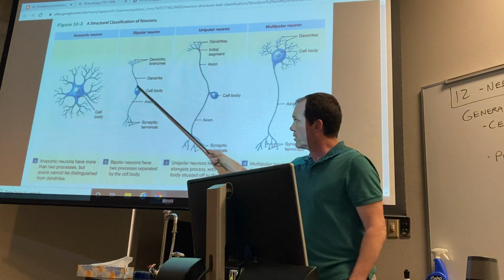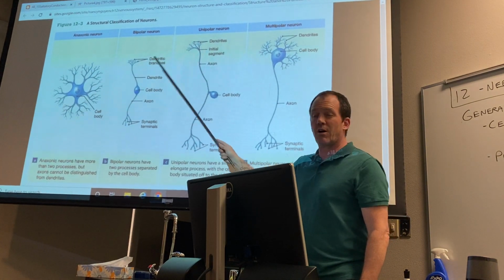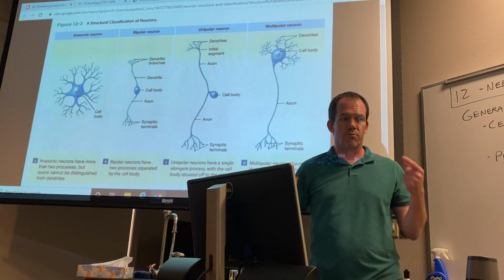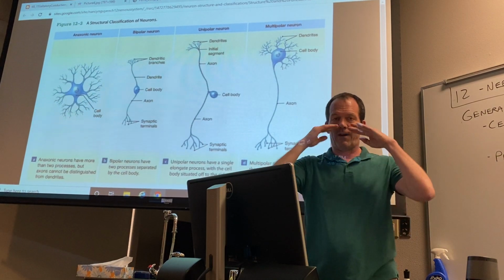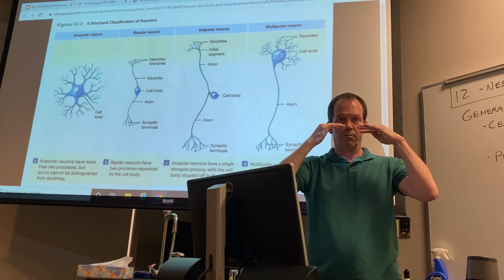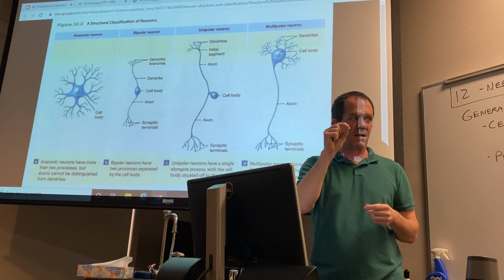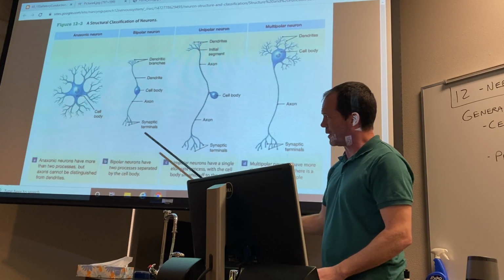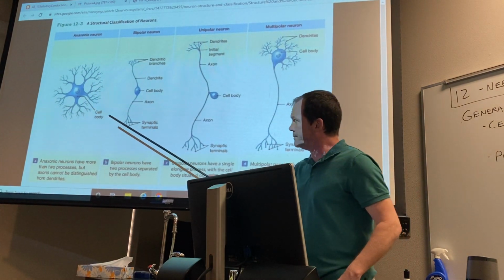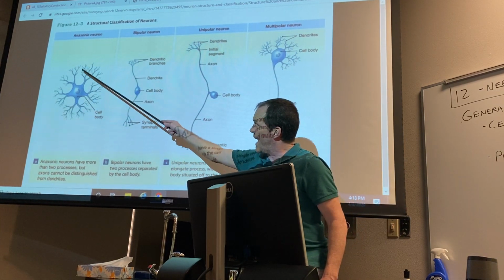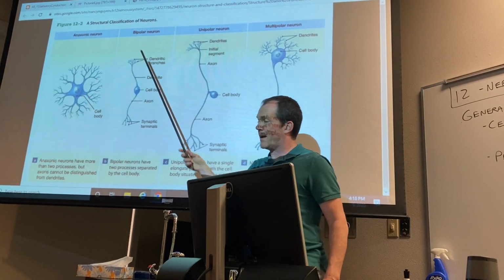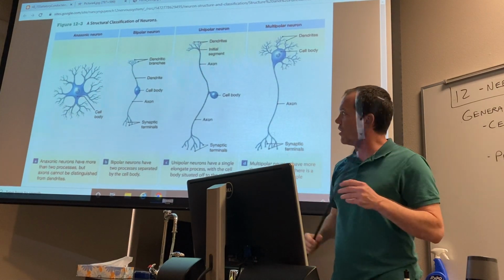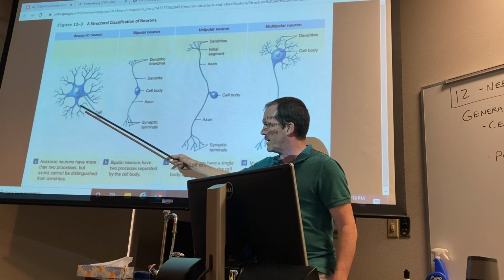Over here we have bipolar, 1, 2 poles. These are also sensory, but they're very limited in their scope. You find them in your retina and in your olfactory tissue. So these are sensory, but they're really specialized as to where you find them. We'll talk about those in the last chapter of lecture. Lastly, this one's called anaxonic. An is without in this case, without axons. And these are all interneurons. These are not very common. You find them in the central nervous system.